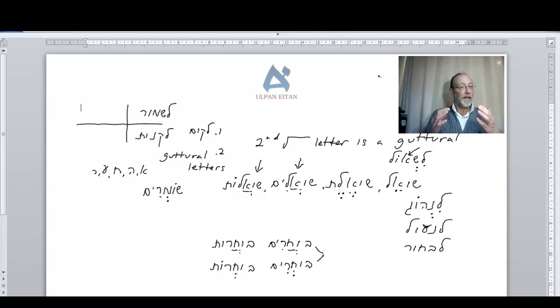In the upcoming class, I'll speak about the third root letter being a guttural. In the following class, I'll speak about the first root letter being a guttural. And then, in that class, I hope to explain how the presence of one of these guttural letters may or may not be affecting the past tense as well.